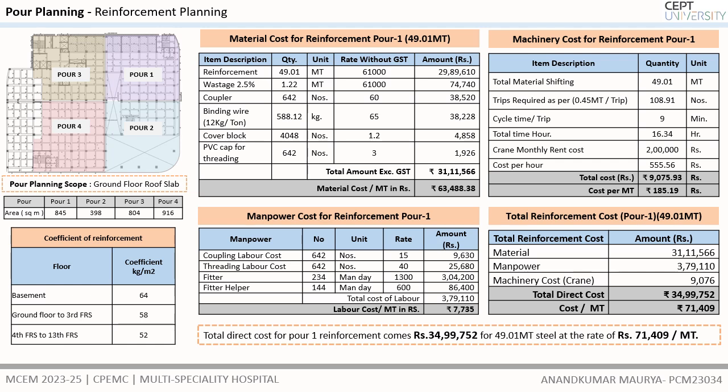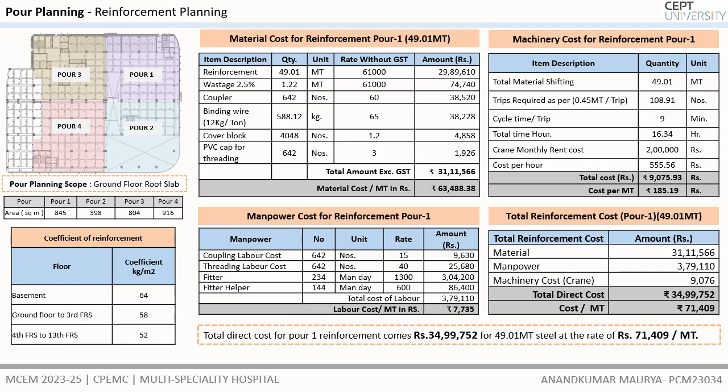Planning is essential to prepare an effective project schedule to complete a project within a given duration, and also helps in managing the resources like money, manpower, and machinery according to the schedule of the project. And four, planning. Here in this project, in our scope the ground floor roof slab is divided into four pours: pour 1, pour 2, pour 3, and pour 4. The areas of the pours are given in this table.